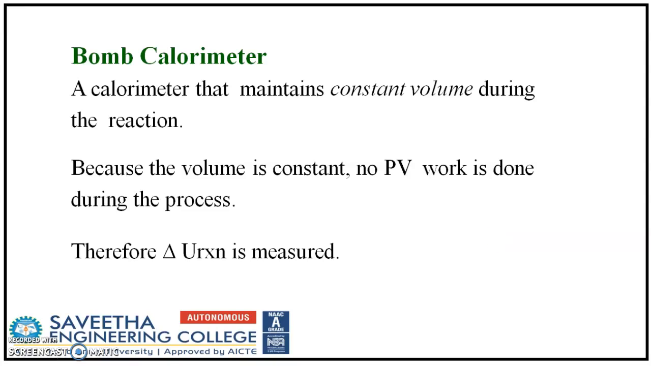Coming to the bomb calorimeter again. It is maintained at constant volume during the reaction. Because the volume is constant, no PV work is done during the process. Therefore, delta U of the reaction is measured. The heat change during the reaction is measured with the help of the bomb calorimeter.